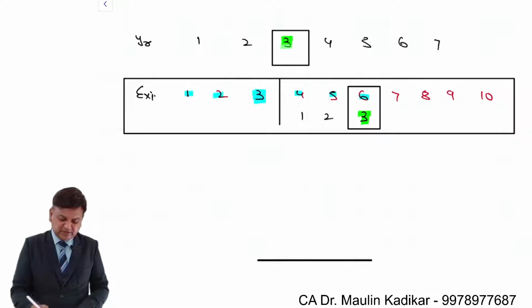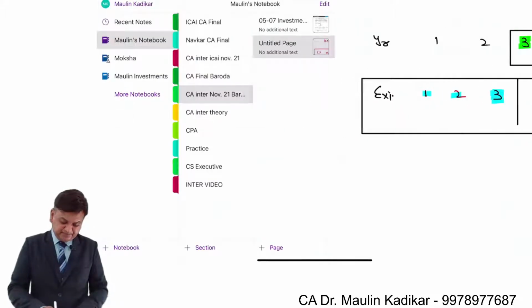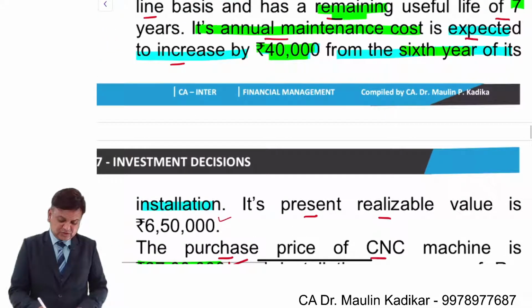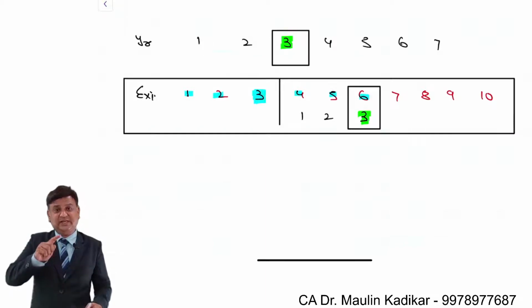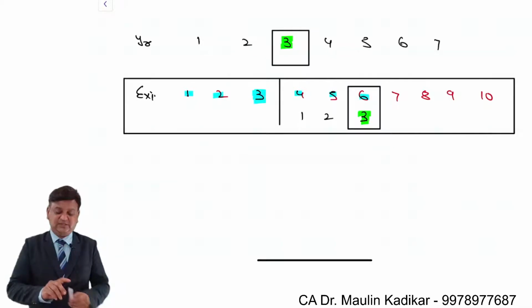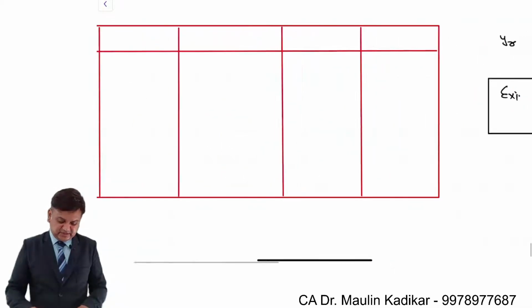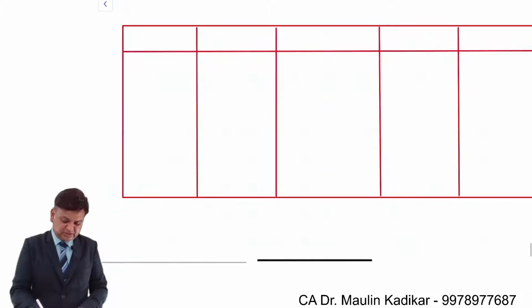So from the 3rd year from now, if we continue with the existing machinery, then the maintenance cost will increase by 40,000. However, if we replace this existing machinery now, then we do not have to incur that additional expense. So what I am doing, friends, I am preparing the cash flow series like this.